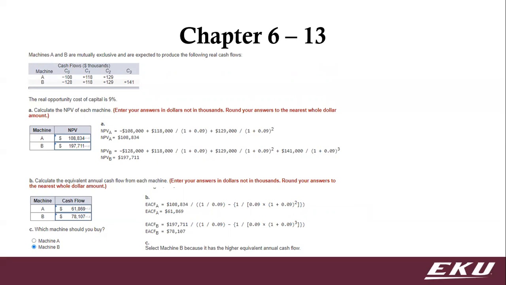So we would take the cash flows or the NPV associated with each of those, and then use that discount rate to calculate what would be the equivalent annual cash flow from that machine, right? Because it's one thing to say, oh, the NPV is 197,000. It's like, okay, but since it's going out over these years, what is that on an annual basis?